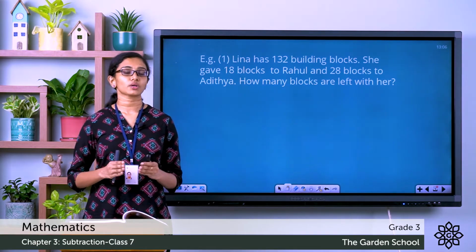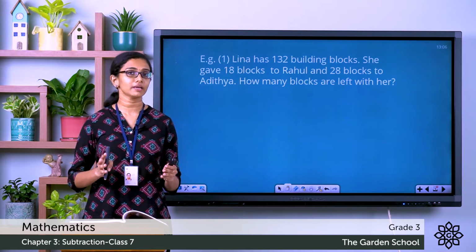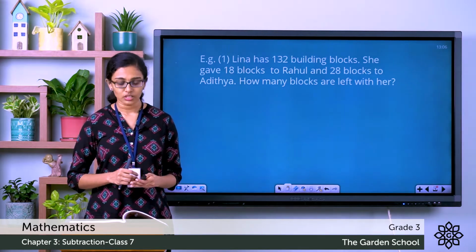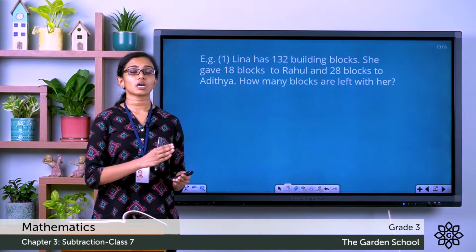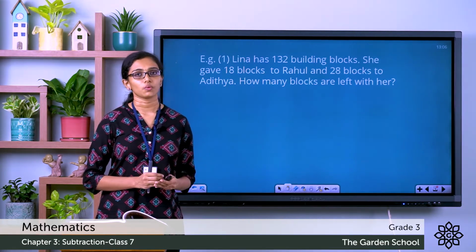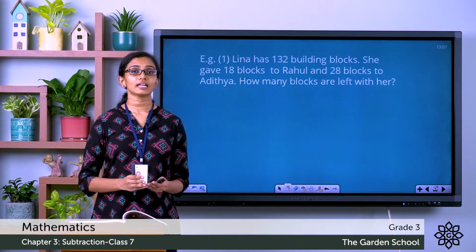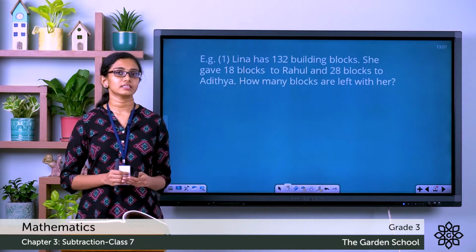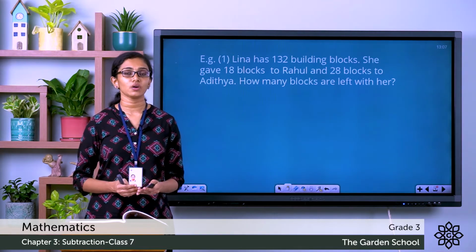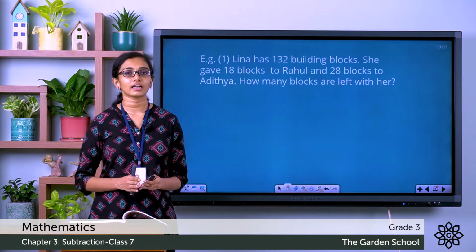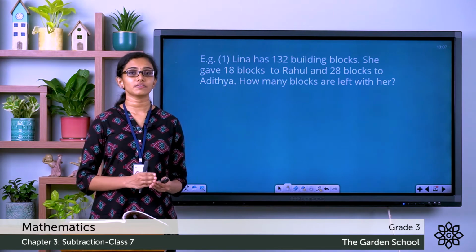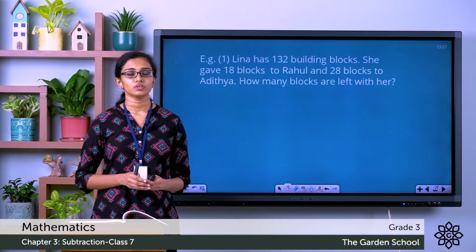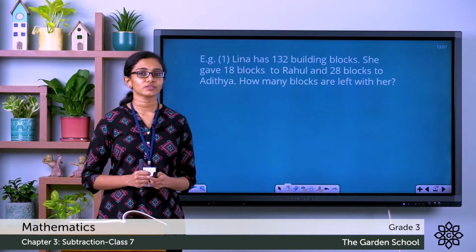Lena has a total of 132 building blocks with her and she gave away 18 blocks out of this to Rahul and she gave away another 28 blocks to Aditya. Now you are asked to find out how many blocks are left with her after giving away all these blocks. So let's see how we can solve this question.